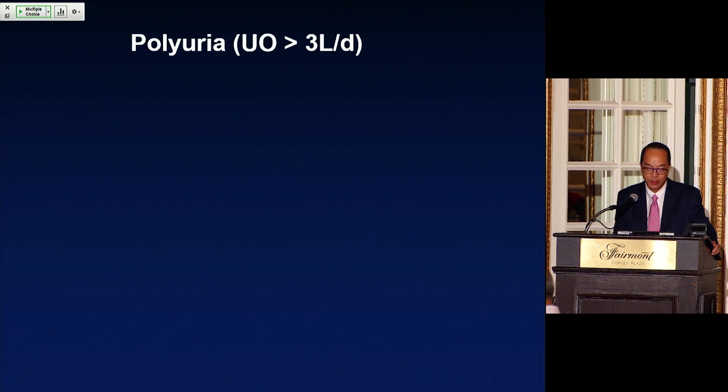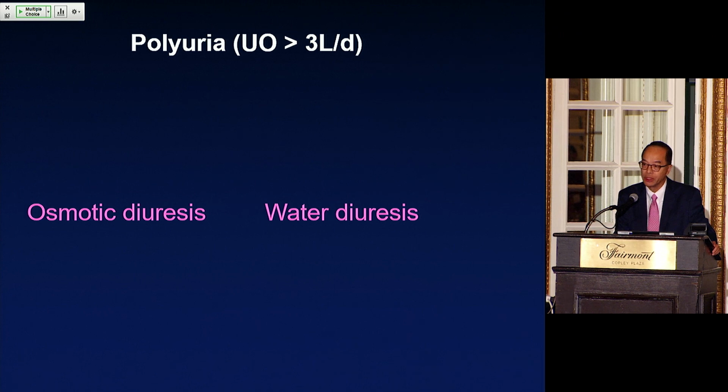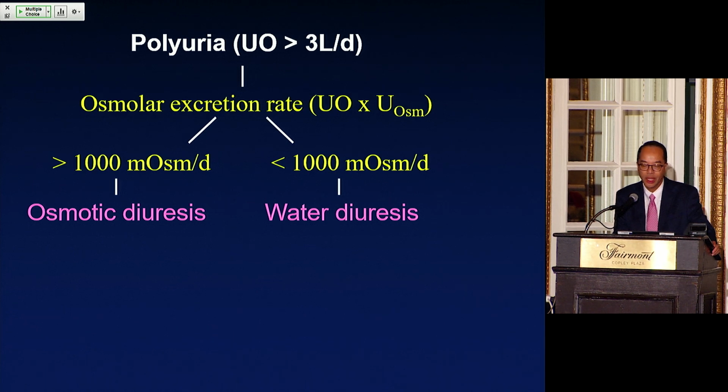And as Dr. Mount discussed in the last session, polyuria, defined as more than 3 liters per day, can be either due to an osmotic or a water diuresis. And the key step to distinguish between them is to calculate the osmolar excretion rate, how many osmoles the patient is putting out per day, normal being less than 1,000. So if it's less than 1,000, then all that additional volume has to be water, hence a water diuresis.